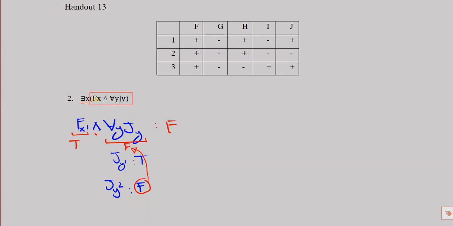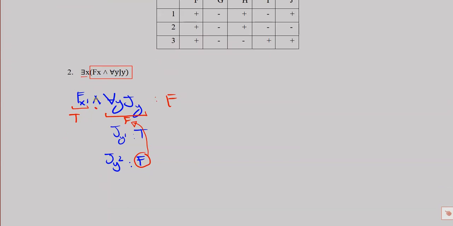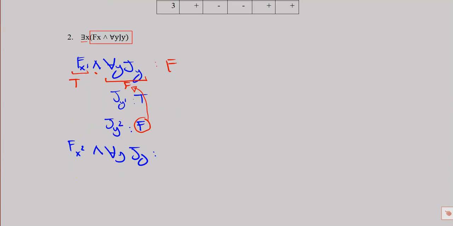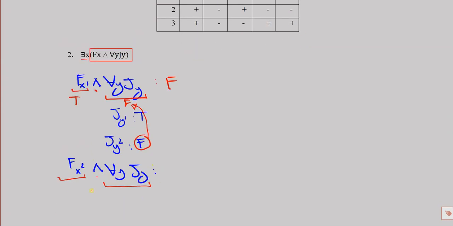Okay, but as long as there is something that satisfies the thing in the box, the existential is going to be true, so we need to keep going. Now the question is, does object 2 satisfy the thing in the box? So the question is whether Fx2 and for all y Jy is true. Okay, again the same deal. We have here a conjunction, so the truth value is determined by the truth value of this part and also this part. And from the previous step, we know that for all y Jy is false, right? It is not the case that everything is J, because if you look at this interpretation, 2 is not J, right? So we already know that this is false, so this whole thing is going to be false.